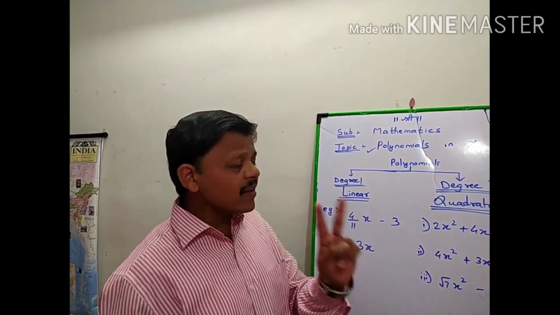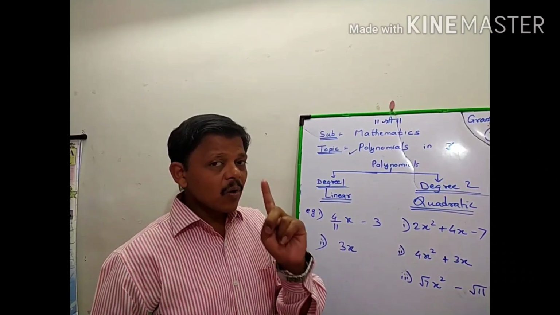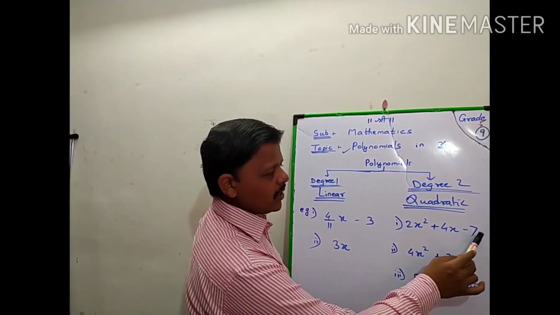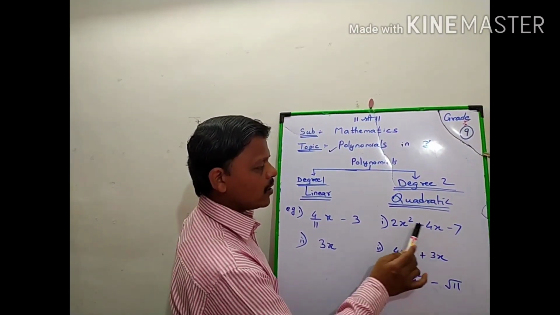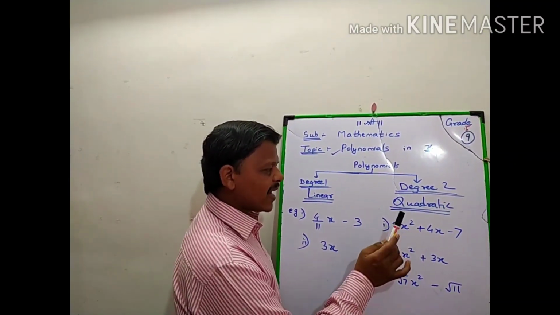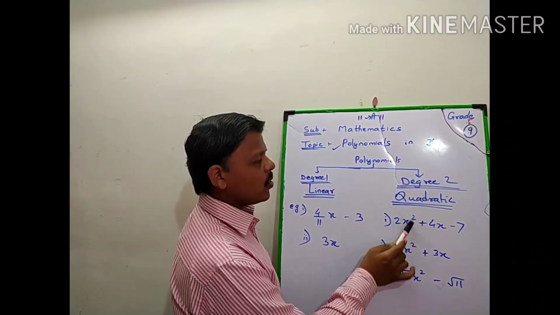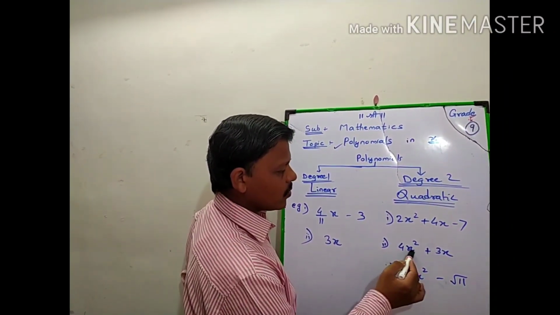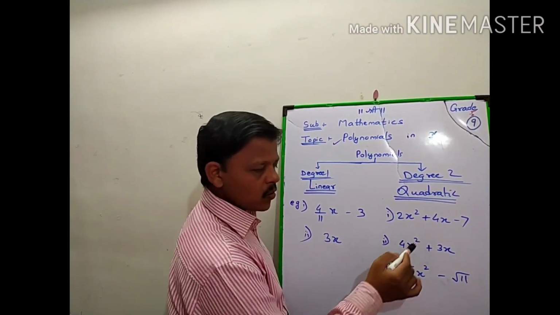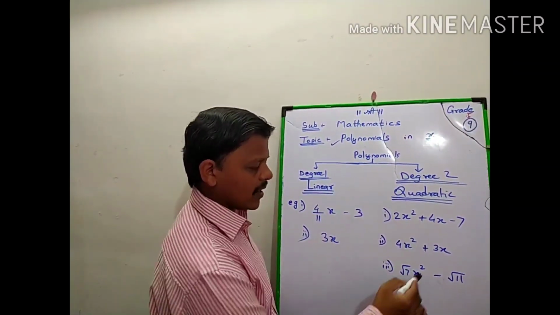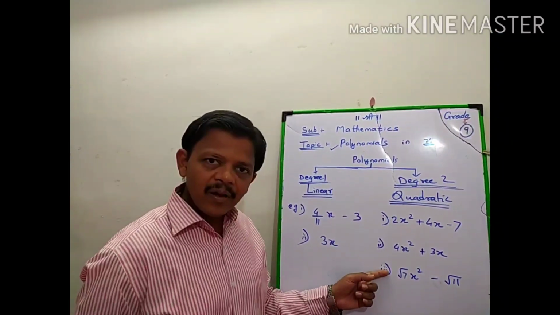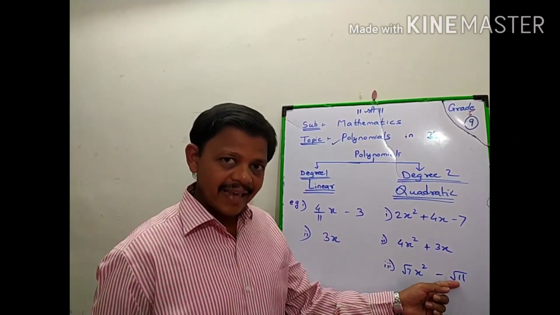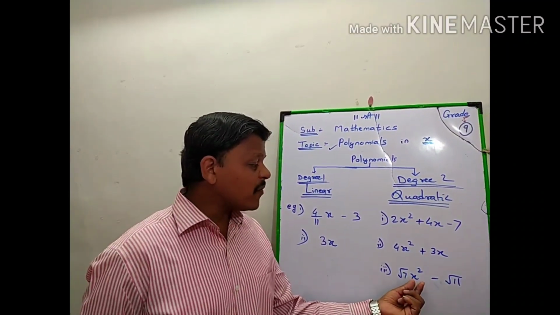Similarly, when the degree is 2, it becomes quadratic. See here, power 0, because 7 means what? 7 into x raised to 0. Power 0, 1, 2. Highest power is 2. That means degree is 2. Degree 2, it comes under the quadratic polynomials. Again here, power 1, power 2. Highest power 2, degree 2. Degree 2, quadratic. Is this a polynomial? First of all, because of the presence of roots? Yes. Why? Because root should not be for the variable.